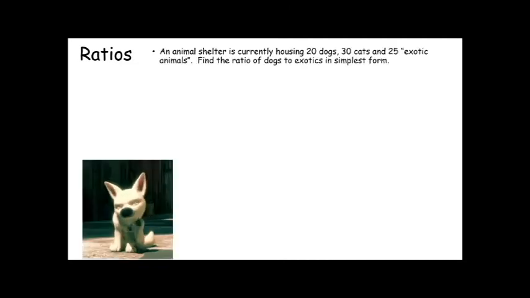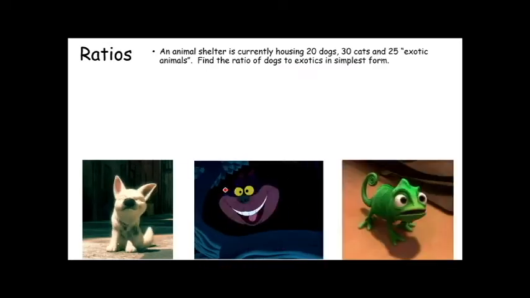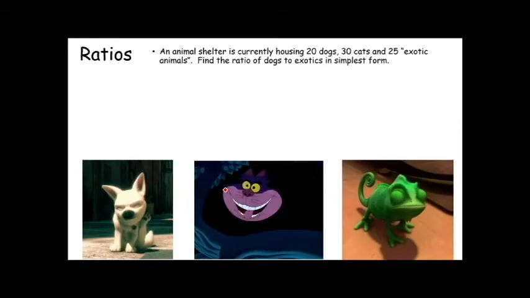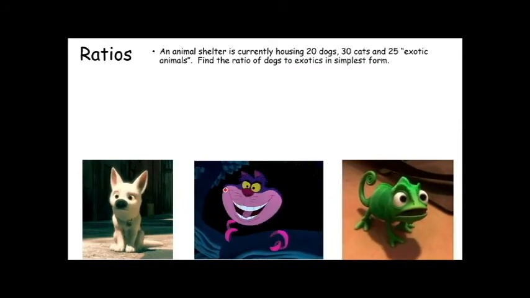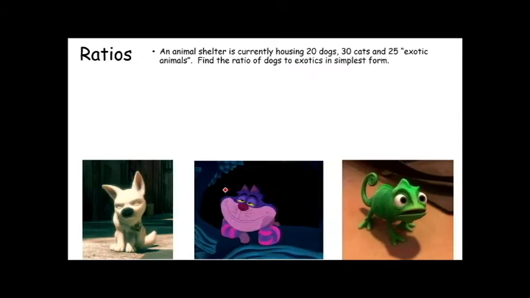How about this one? An animal shelter is currently housing 20 dogs, 30 cats, and 25 exotic animals. Please, Disney, don't sue me for putting those in here. They just seem like fun little illustrations. Find the ratio of dogs to exotic animals in simplest form.